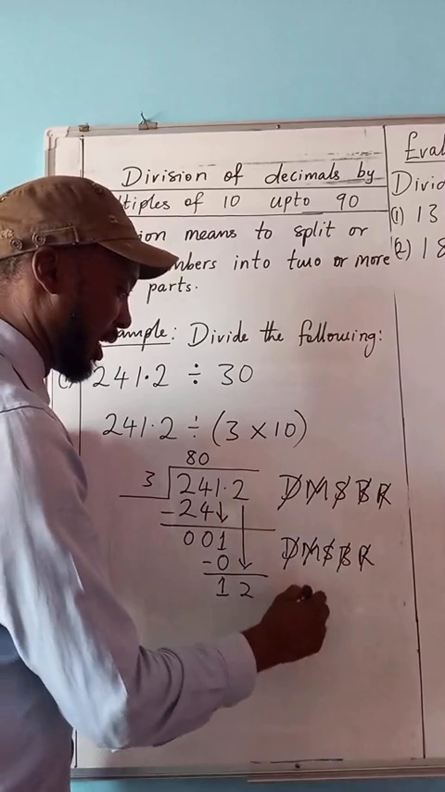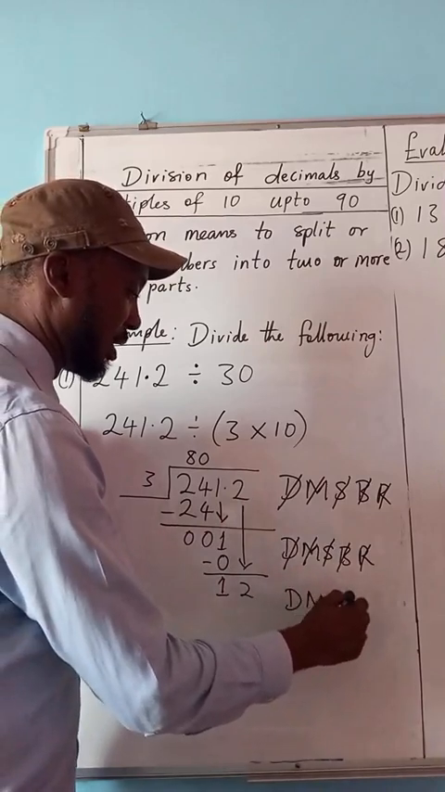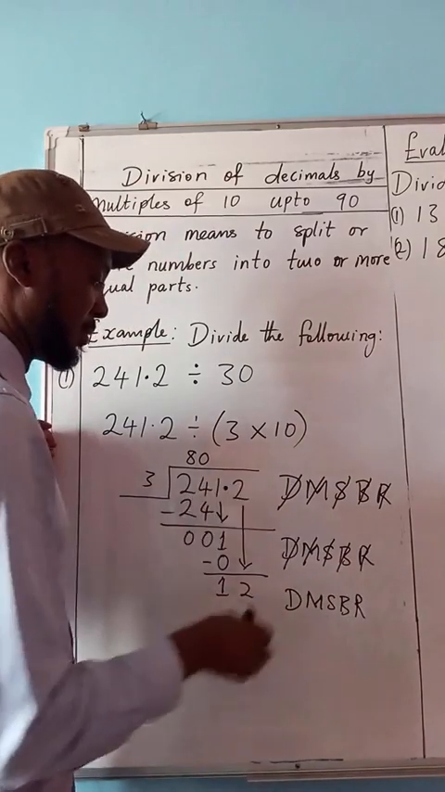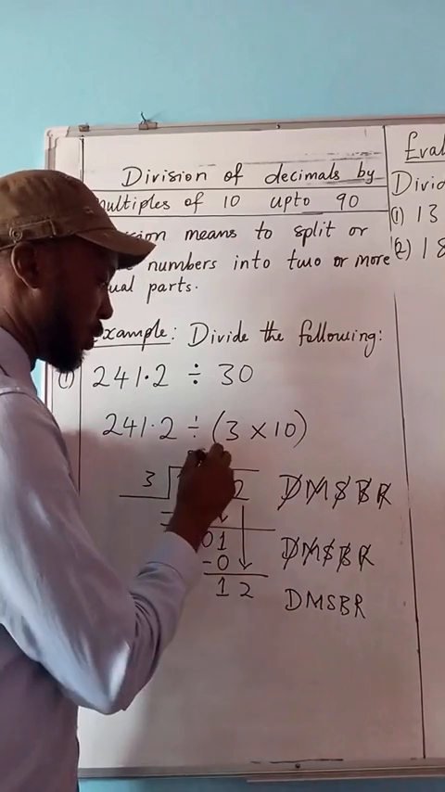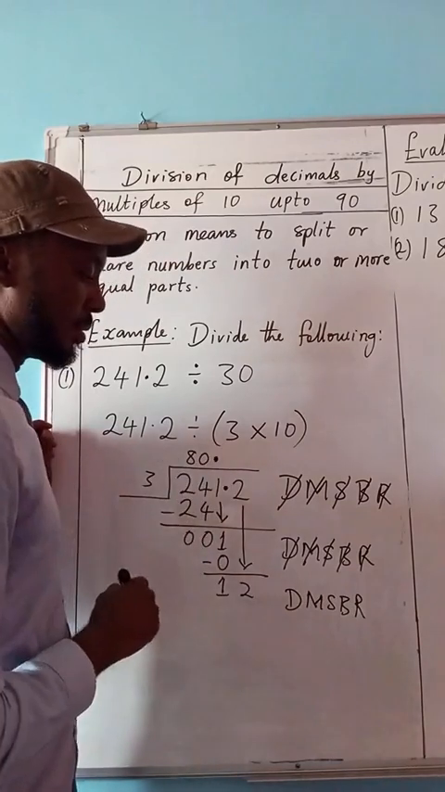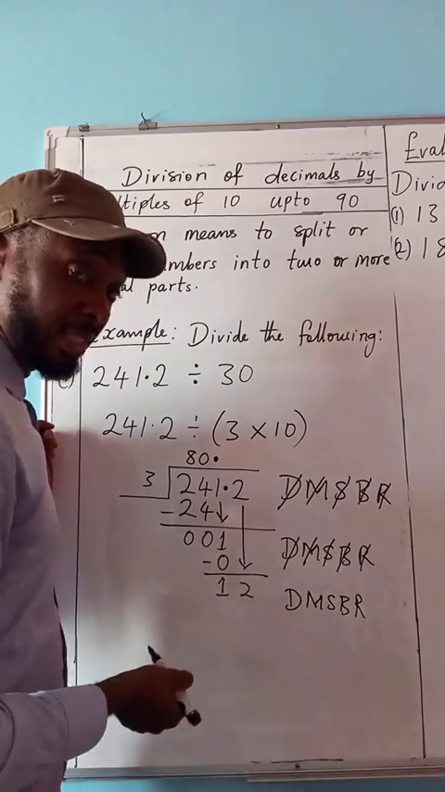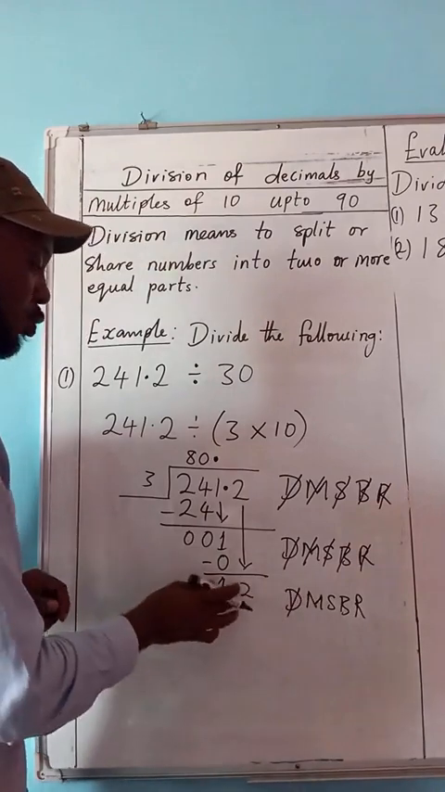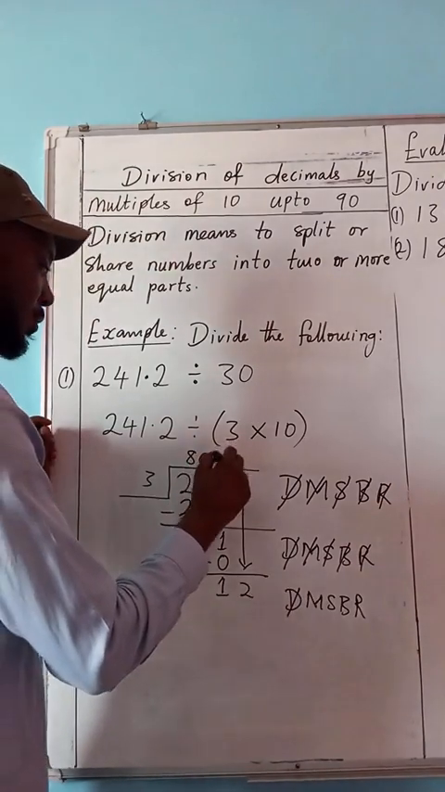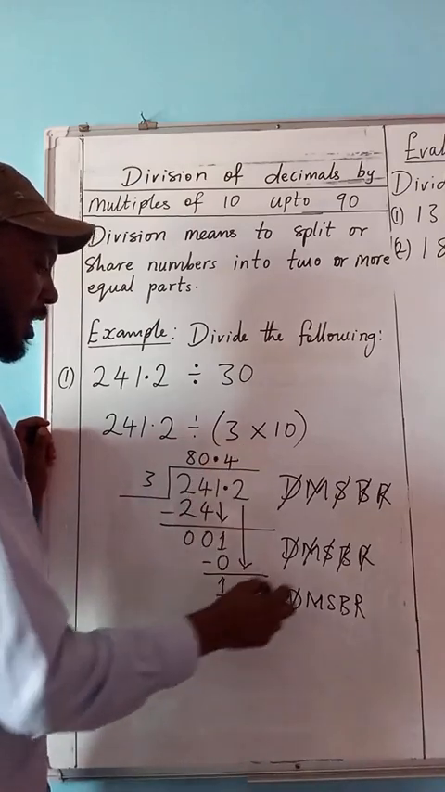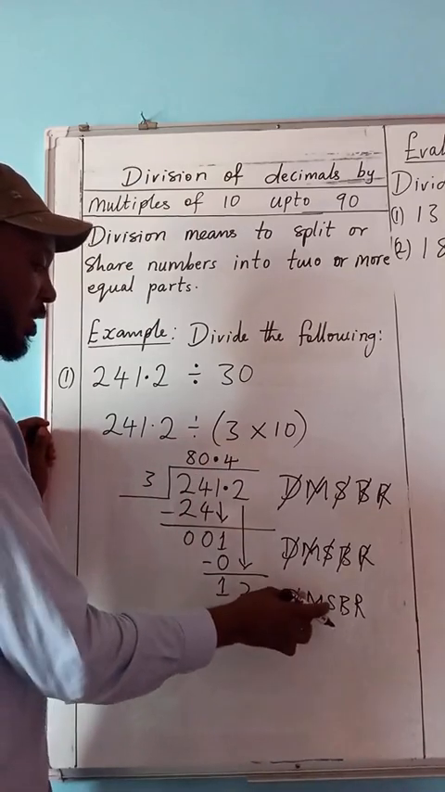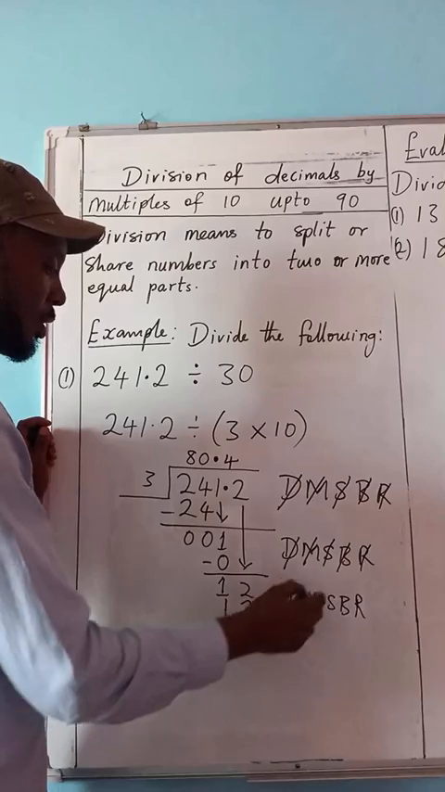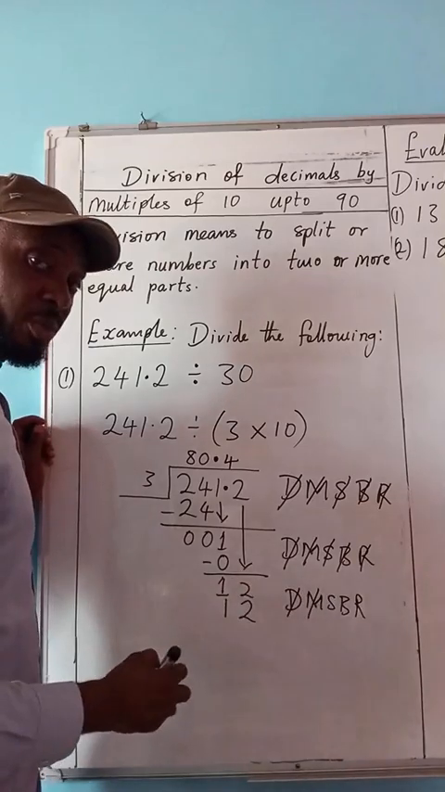That is DMSBR. But remember, we have a decimal point here. After treating this one, you put your decimal point. Now we are to divide 12. First of all, the operation is 12 divided by 3, we have what? 4. Then you've divided. Then the next one is multiplication. We say 4 times 3 will give you 12. You've multiplied. You cancel multiplication.